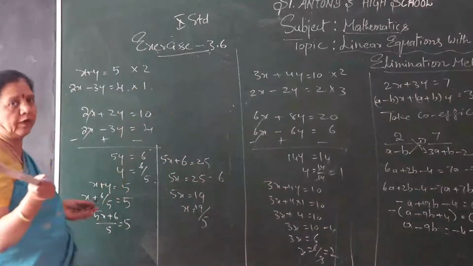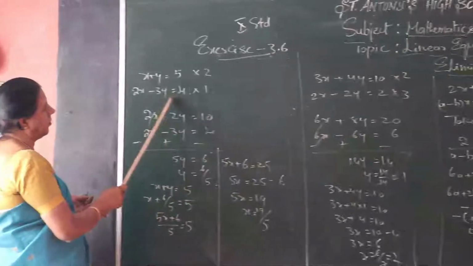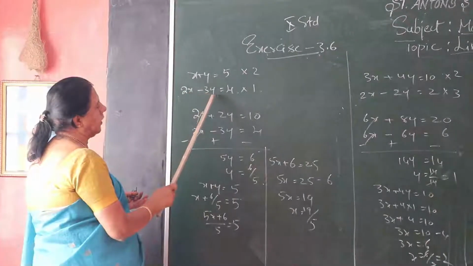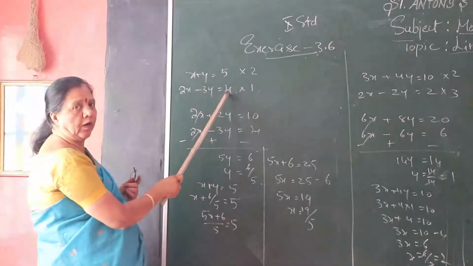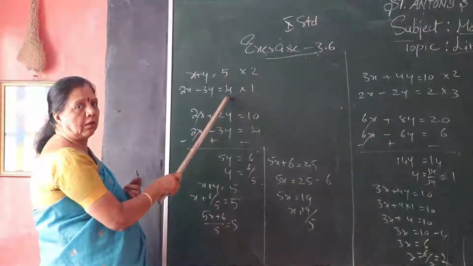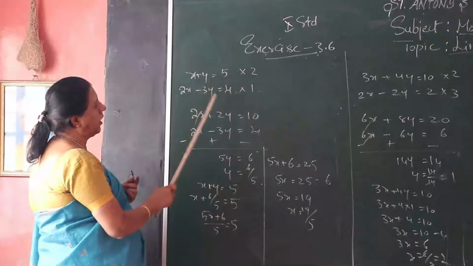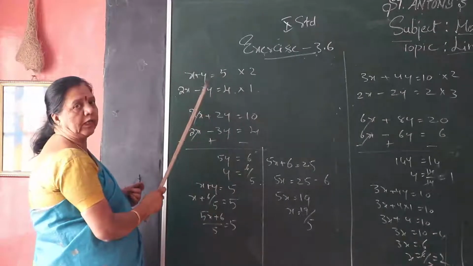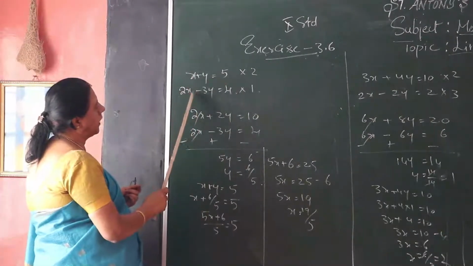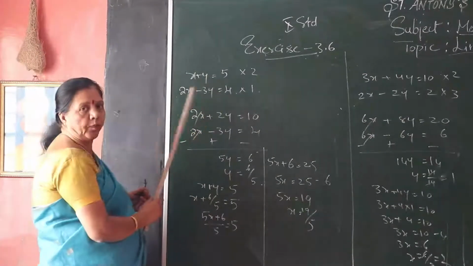They have given in your exercise this sum: x plus y is equal to 5, 2x minus 3y is equal to 4. They have given, isn't it? Check. All of you say yes, sir. Okay. This is equation number 1, this is equation number 2. What is equation number 1? x plus y is equal to 5, and 2x minus 3y is equal to 4.